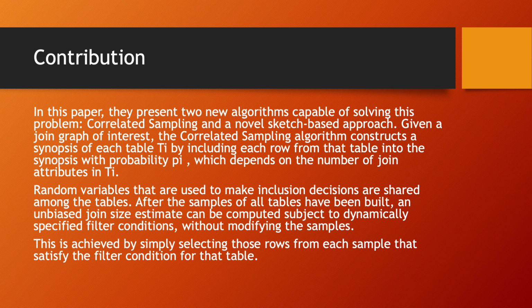Given a join graph of interest, the correlated sampling algorithm constructs a synopsis of each table Ti by including each row from that table into the synopsis with probability Pi, which depends on the number of join attributes in Ti. Random variables that are used to make inclusion decisions are shared among the tables. After the samples of all tables have been built, an unbiased join size estimate can be computed subject to dynamically specified filter conditions without modifying the samples. This is achieved by simply selecting those rows from each sample that satisfy the filter conditions for that table.